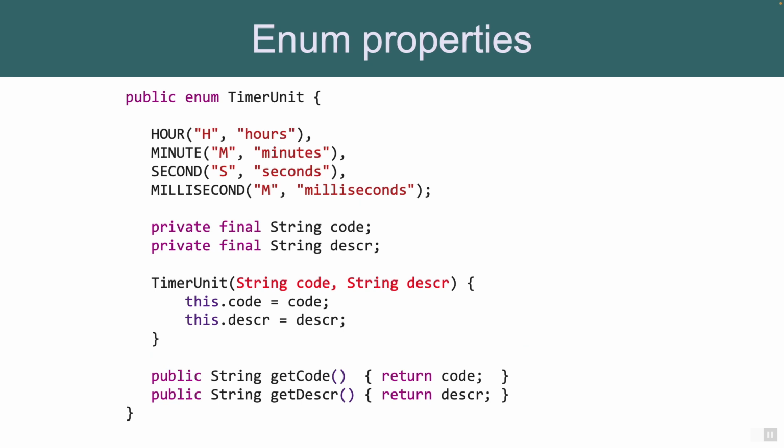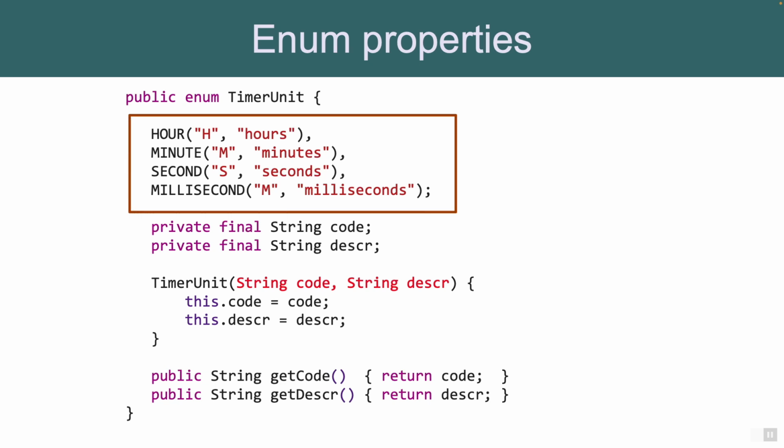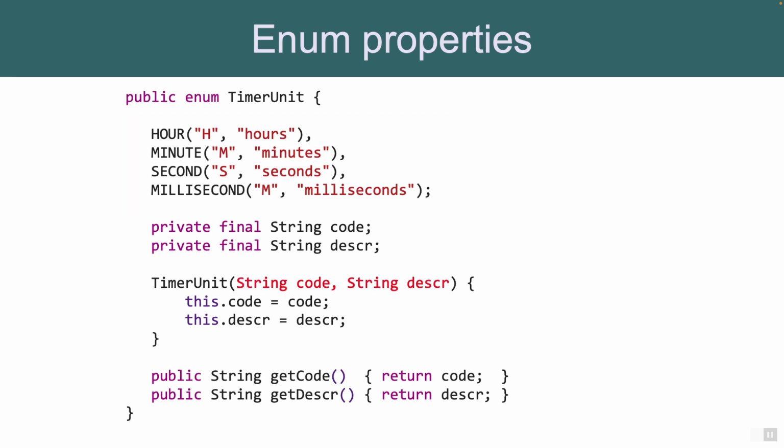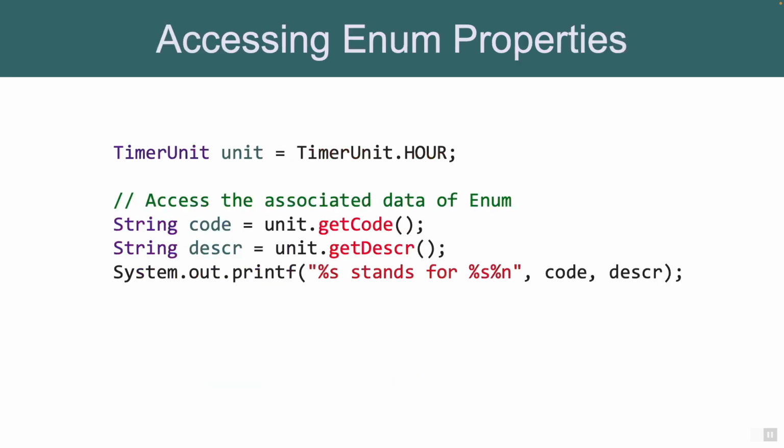But once you define that, you also need to go and change the constants, because remember, the constants are nothing but objects themselves. So we have to provide concrete data to that. So our minute, second, and millisecond will have its own code and description. And of course, we have the accessor methods that are needed to access it.